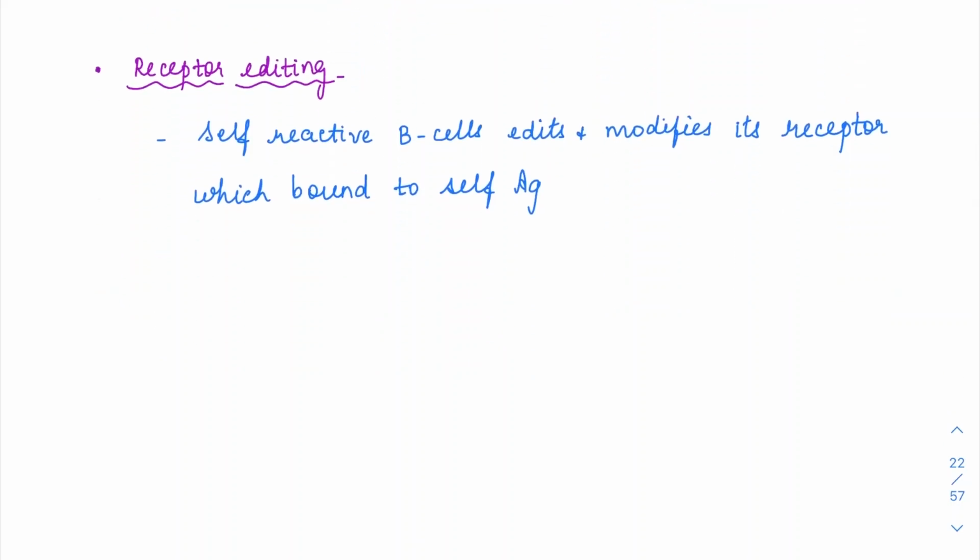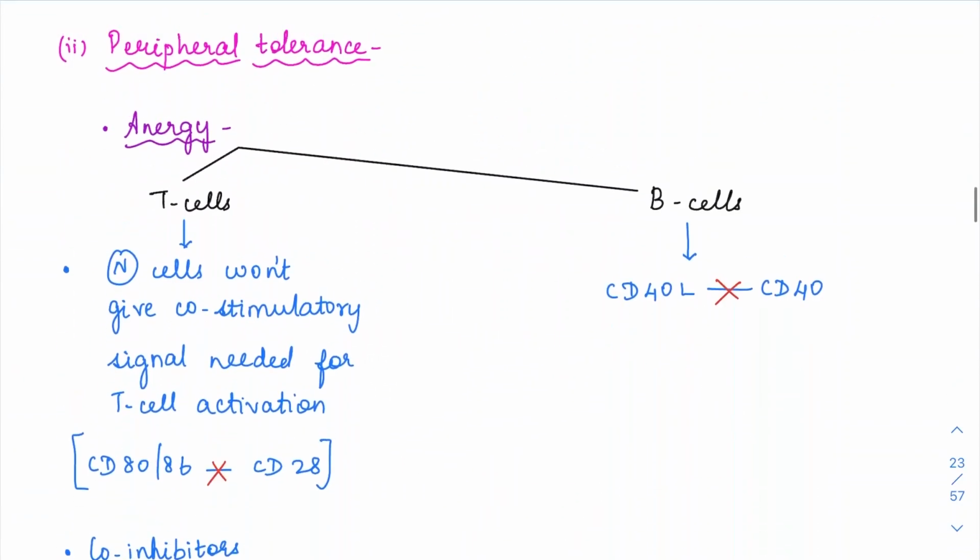In receptor editing, the B cells are exposed to certain self antigens, and whichever are acting against the self antigens will edit their receptors. They will edit their receptors and change their configuration so that they don't react with self antigens anymore. This is called receptor editing, seen in B cell central tolerance.